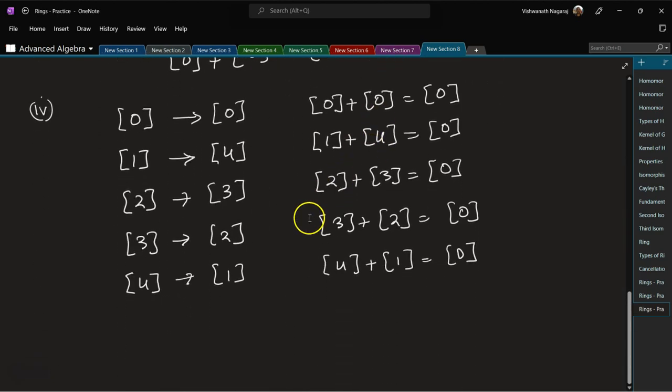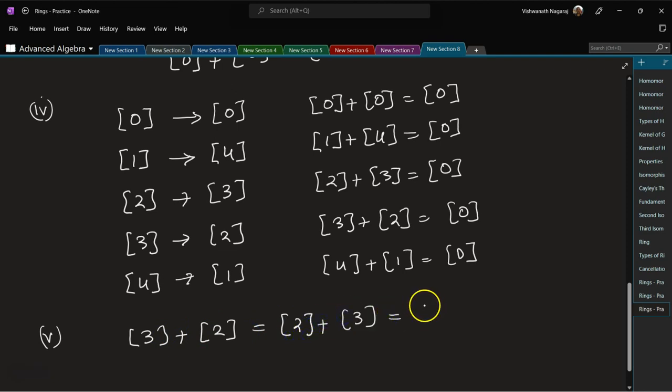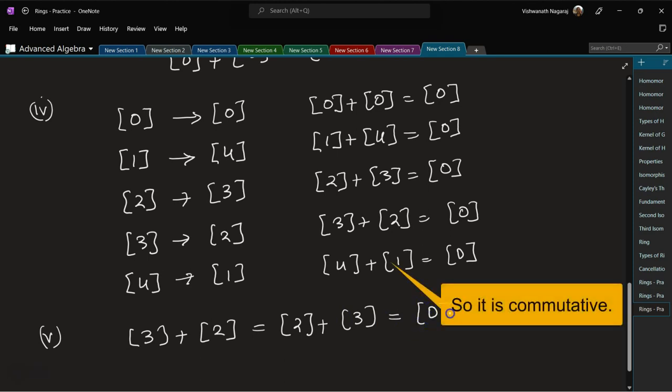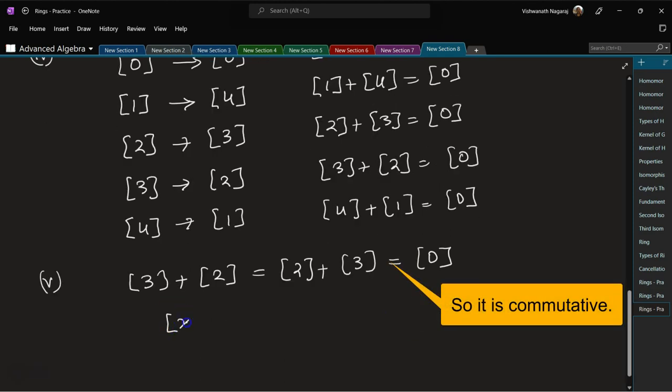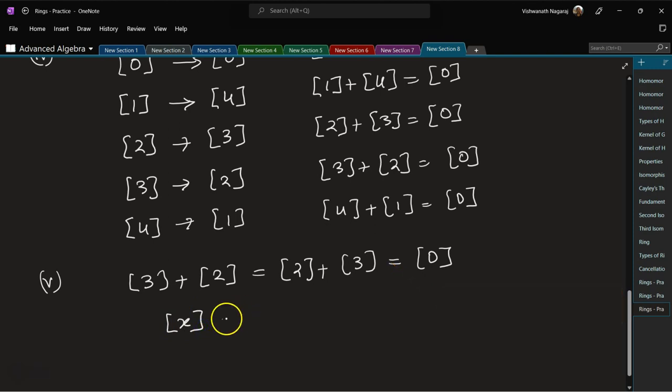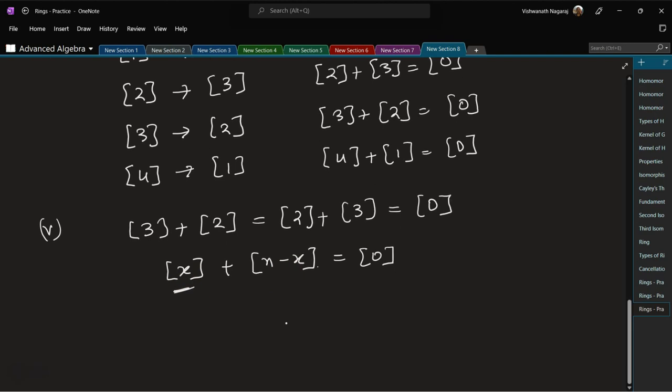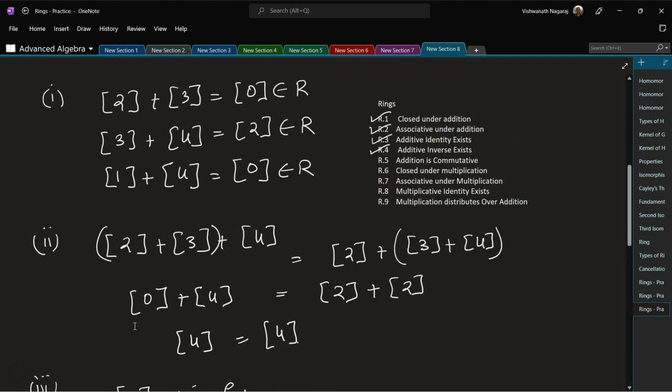Now addition is commutative. So again, let's take any two elements. 3 plus 2 is equal to 2 plus 3. In both cases, it comes to 5. So 5 mod 5 is 0. Or in other words, we can write it as an arbitrary element x plus n minus x is equal to 0. So if you have an element x, its inverse is n minus x. What is the next one? Addition is commutative, we have taken.